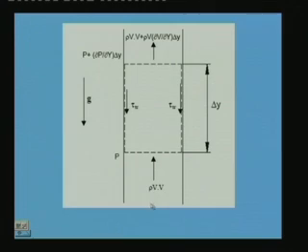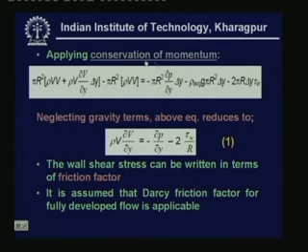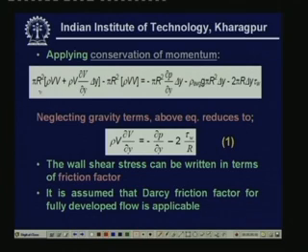If you apply this, you find that the conservation of momentum equation boils down to this. This is the momentum at the outlet of the control volume, and the momentum at the inlet to the control volume. This is the net pressure force acting, this is the force due to gravity, and this is the frictional force due to shear stresses.